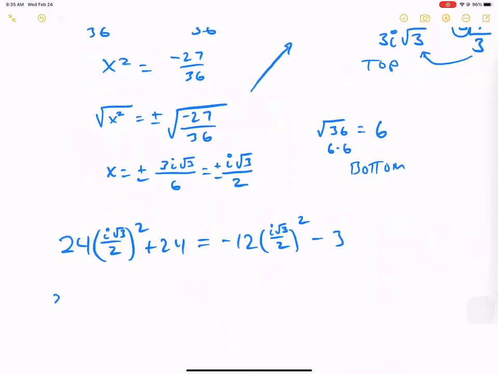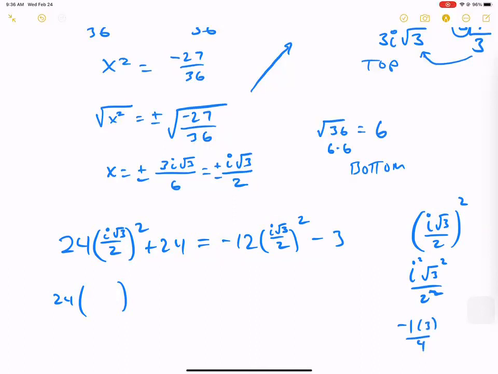If I square it, let me show you what happens. i square root of 3 over 2, squared. We're going to square everyone: i squared, square root of 3 squared, and 2 squared. So that's negative 1 times 3 over 4. Again, take a look here. i squared becomes negative 1. A square root cancels out, leaving me just the 3. And 2 squared becomes the 4. So this is negative 3 over 4 plus 24. Will that equal negative 12? Same thing here. Since we square it, it's negative 3 over 4 minus 3.